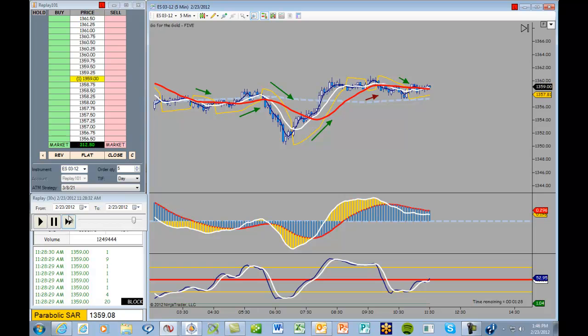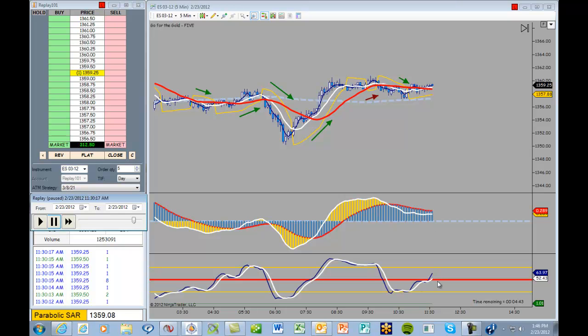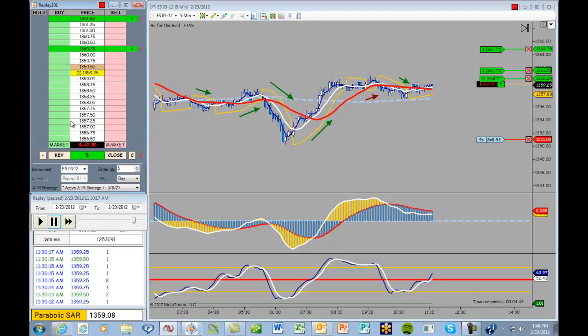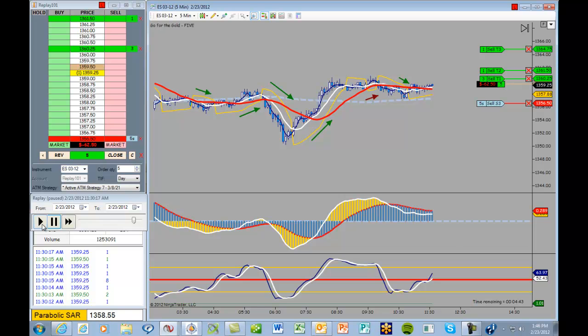Okay, we've got white above red and blue above white. Stochastic is making its break to the upper half of the scale. We don't quite have the crossover yet, but the moving averages should not be ignored. So let's go ahead and get long. And at the very least, we might have to wait a bit. Let's put our stop about here and get back in the saddle.